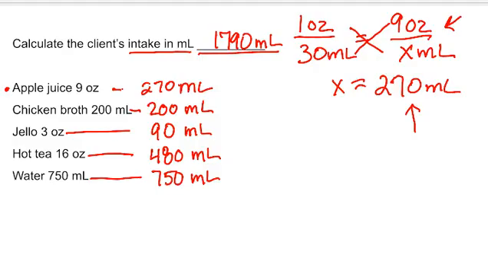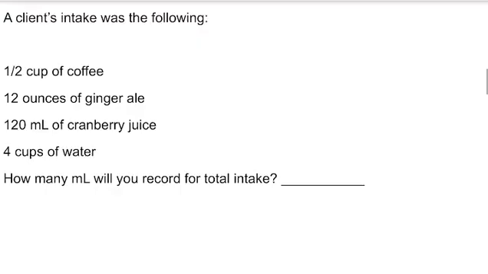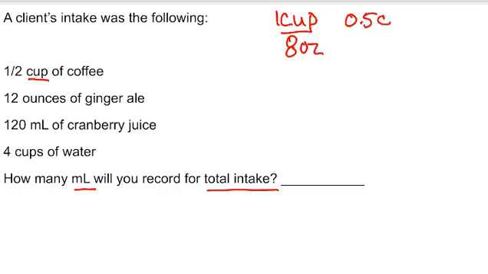Okay, moving on to the next one. We have another intake to calculate, and this is asking how many milliliters would you record for intake. So again, I want to put all of these in milliliters. This one is written in cups. And what do I know? I know that 1 cup is 8 ounces, right? 1 cup is 8 ounces. So if I want to know what 0.5 cups is, I can cross multiply, and I find out that half a cup is going to be 4 ounces.